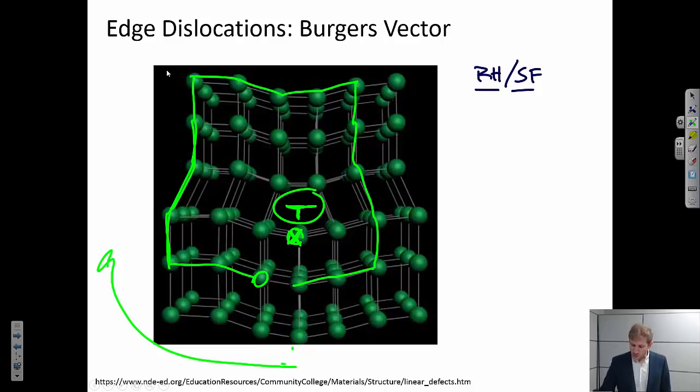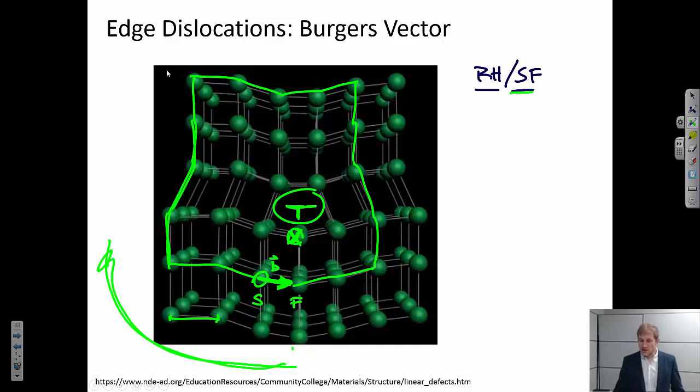So I use the right-hand rule to go this way. I started here and I finished here. The final thing is this SF. And so in this convention, the vector goes from the start to the finish. And so the Burger's vector in this case is 1 unit cell length. If this is a unit cell here, it's 1 unit cell length from the left to the right. And usually that's denoted by the vector b.